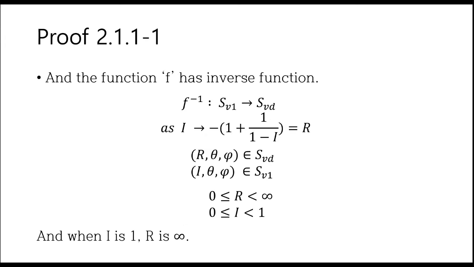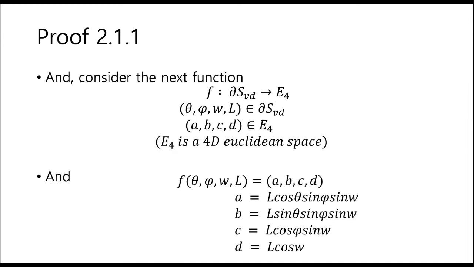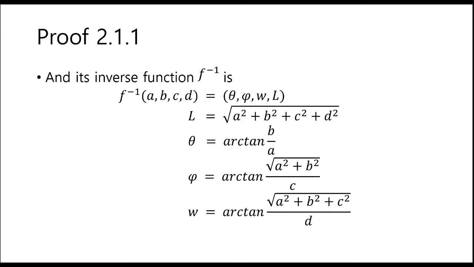and the function f has inverse function, and when I is 1, R is infinite. So this means a point goes to a two-dimensional field with inverse f, and it is a contradiction to the fact that f is a one-to-one correspondence and has inverse function. So omega and theta phi are independent, so theta, phi, omega, and L expressed as DS3D are 4 independent variables. And consider the next function, and this function, and its inverse function is like this.